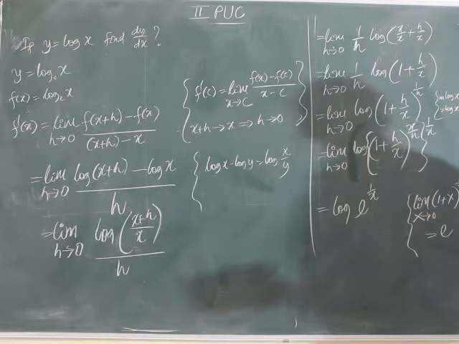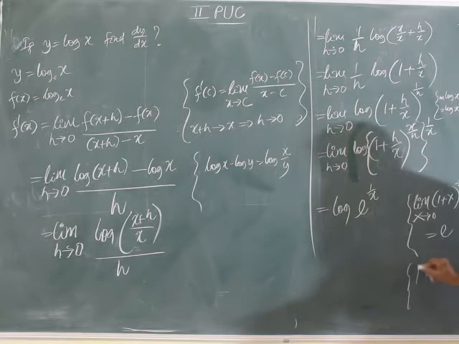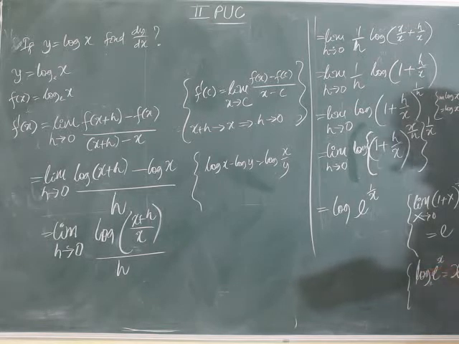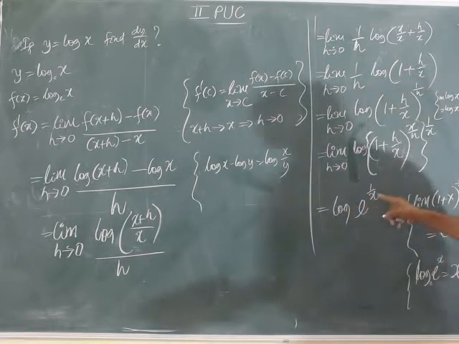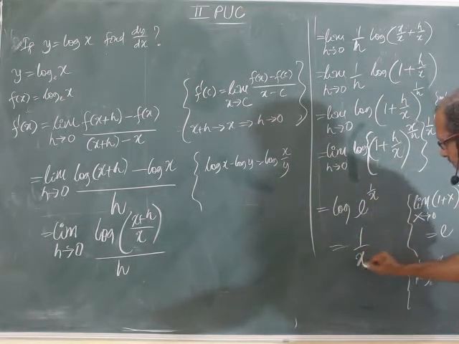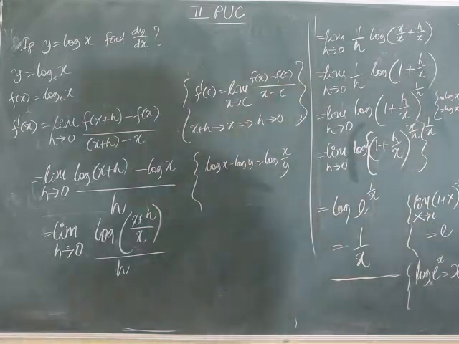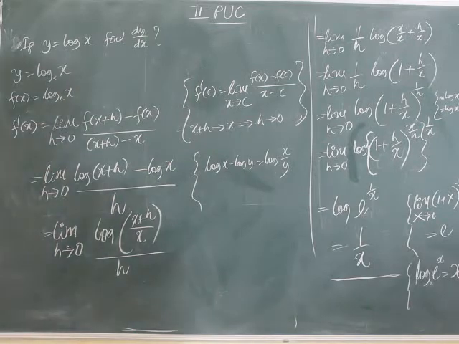But you have written the formula, let me say here. e to the power log x is x only. You have written the sixth property, see, log e to the power x. Log and e cancel, you get x only. Here also, the answer is 1 by x.